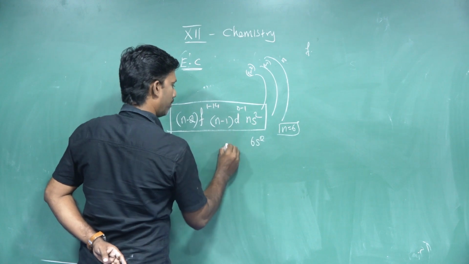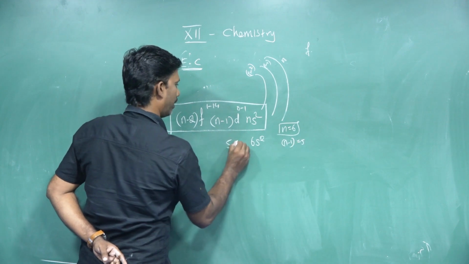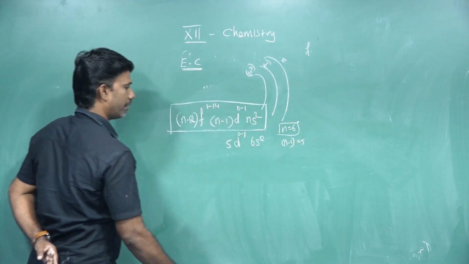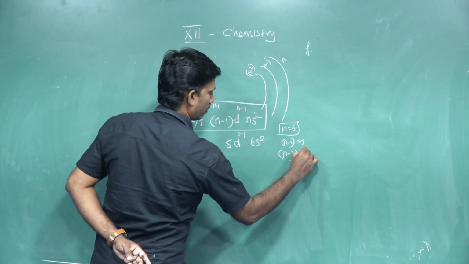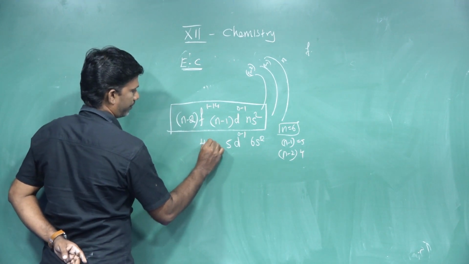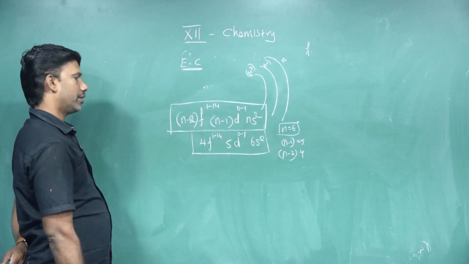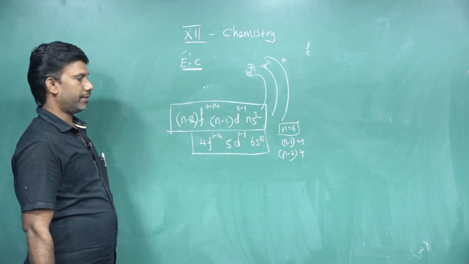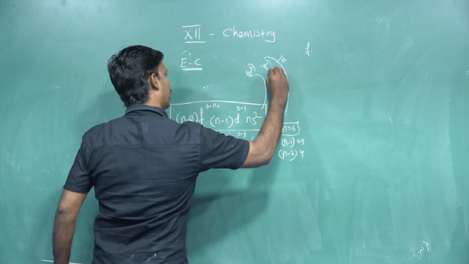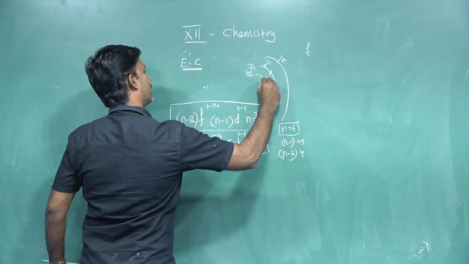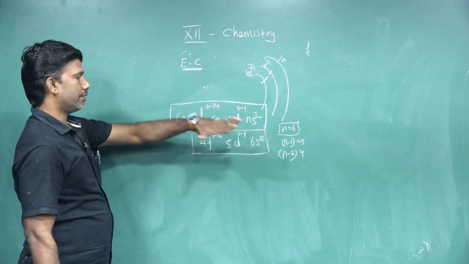So what is the n minus 1? 5. So 5d 0 to 1. Then n minus 2, that is 4. So 4f 1 to 14. This may be the outer electronic configuration of lanthanides. It will be like this. This is called the valency shell, this is called the penultimate shell, and this is the anti-penultimate shell, n minus 2. This may be the general electronic configuration.